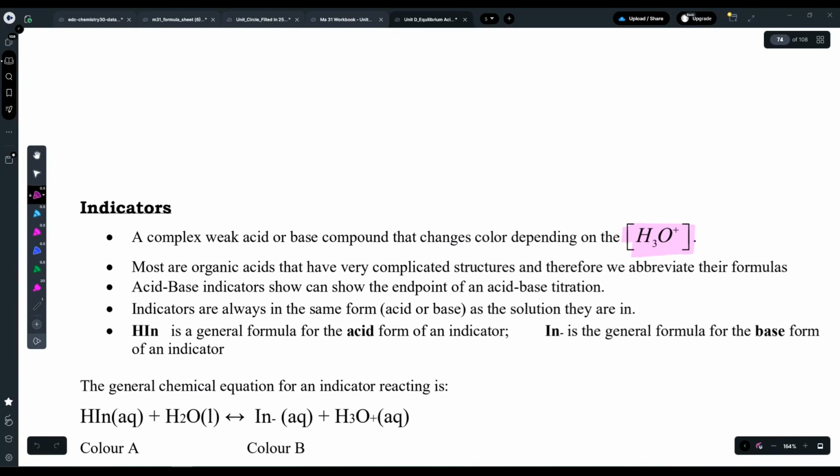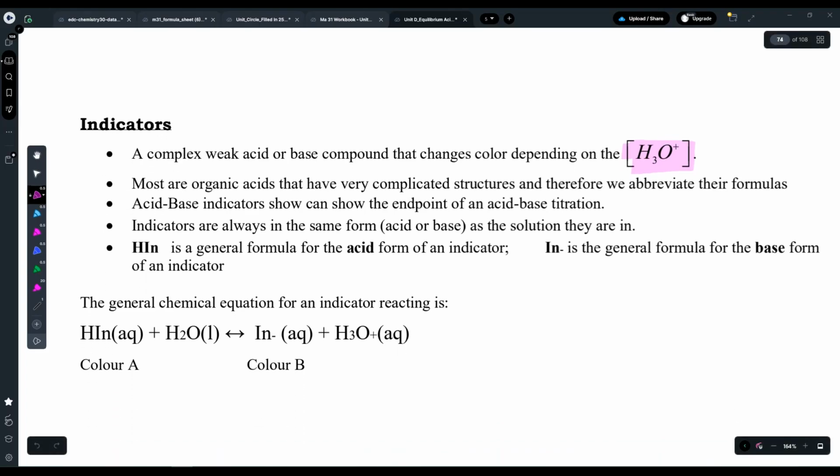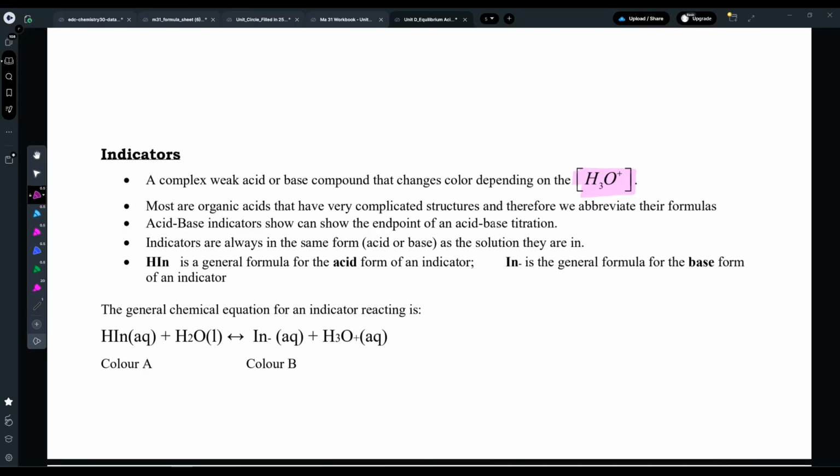So like I said, acid-base indicators show an endpoint of an acid-base titration, which is how it helps us to determine the approximate pH of the solution. So I'm going to go through the rest of these points and then I'll get to what I was talking about colors, because it is quite useful to review the color wheel in terms of knowing what color the quote-unquote in-between color will be. Okay, so indicators are always in the same form.